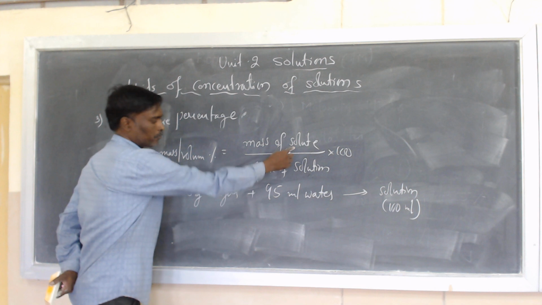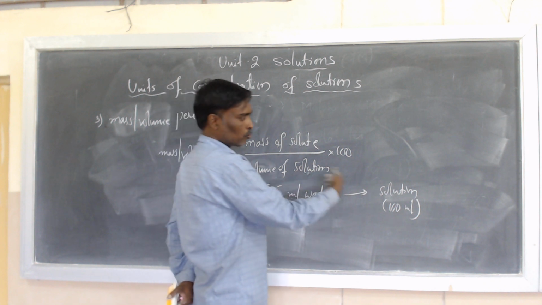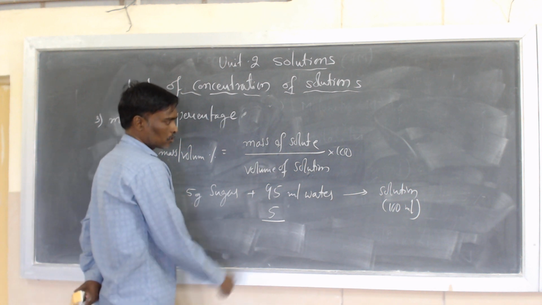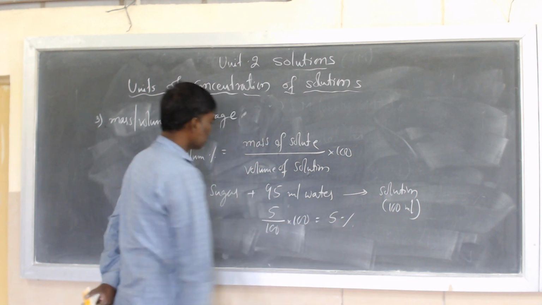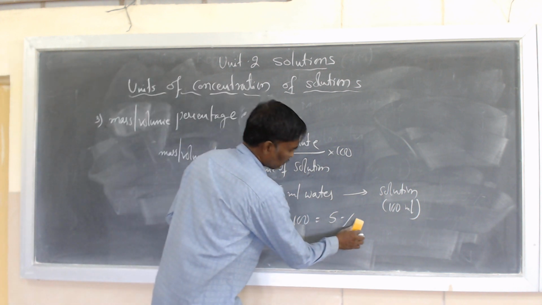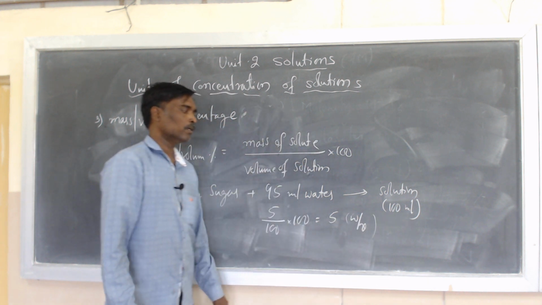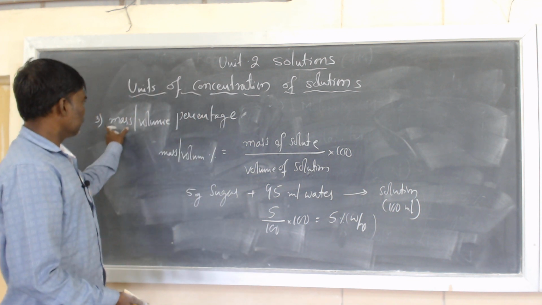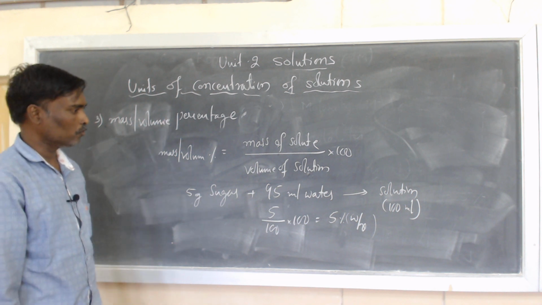Then substitute in this formula, mass of sugar is 5 divided by volume of solution, not 95, because the total volume formed here is 100. 95 plus 5, so the total volume of that solution is 100, into 100, that gives 5. So 5% is the mass by volume percentage, or it is also written as W by V. So it is 5% W by V. Like that, we express the concentration of solutions in terms of mass by volume.